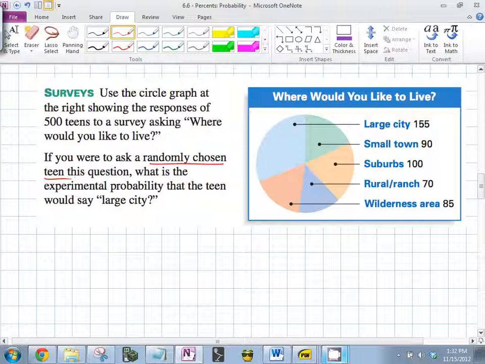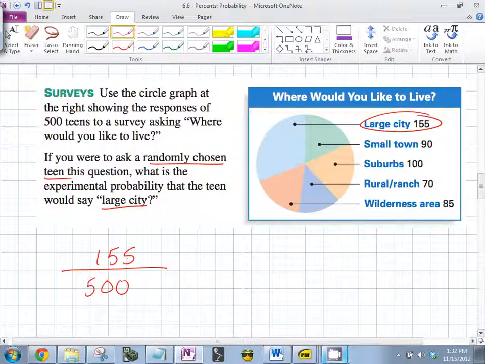So how many different possible outcomes are there? There are 500 teens you could possibly ask. And the favorable outcome in this case corresponds to large city. So that's going to be 155 out of 500.